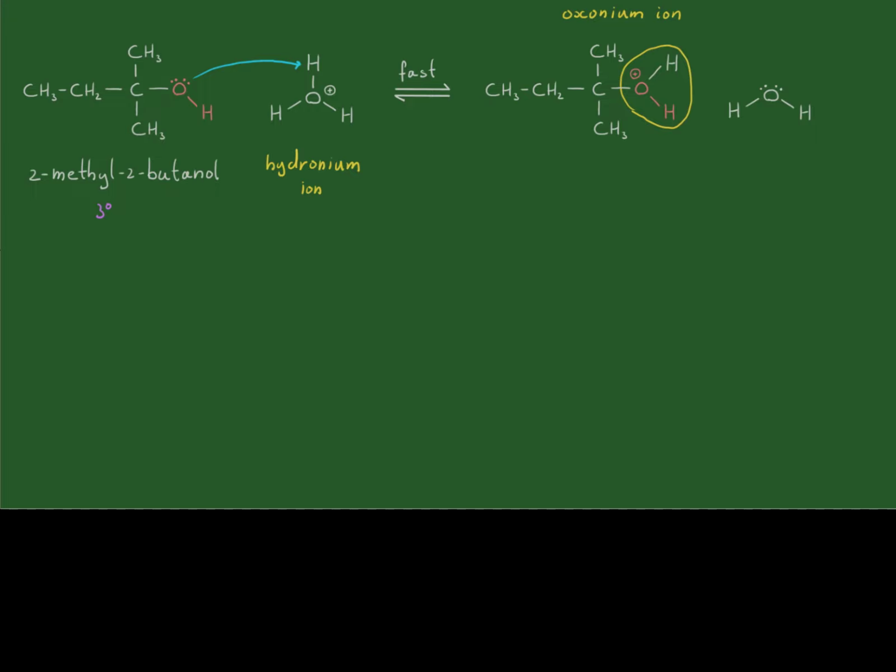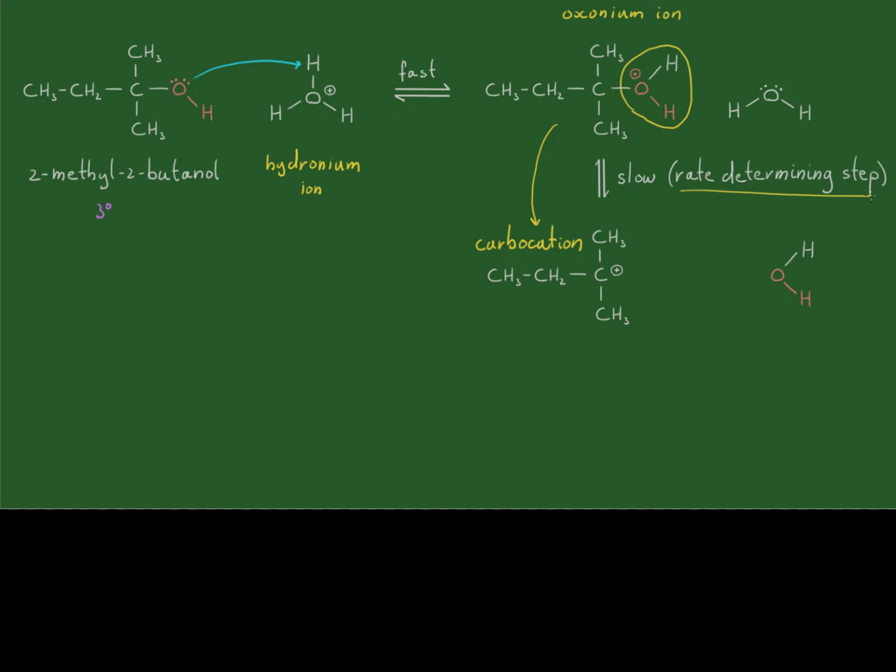And this is the crux of an SN1 mechanism. We will have a conversion of this oxonium ion to this carbocation here. And that is the rate determining step. That is the slow step, the formation of the carbocation.